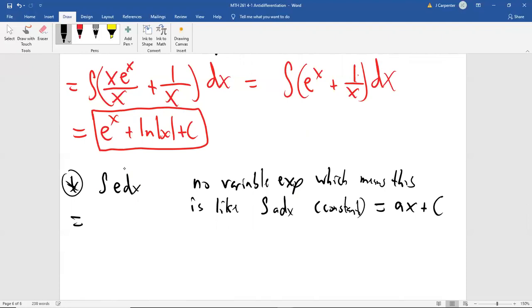So the integral of e dx is ex plus c. Because e is really just a number. It's 2.7 and some change. So this is just the integral of 2.7. That's like integrating 3 or 5 or 9. It would be 3x or 5x or 9x or whatever number you've got.